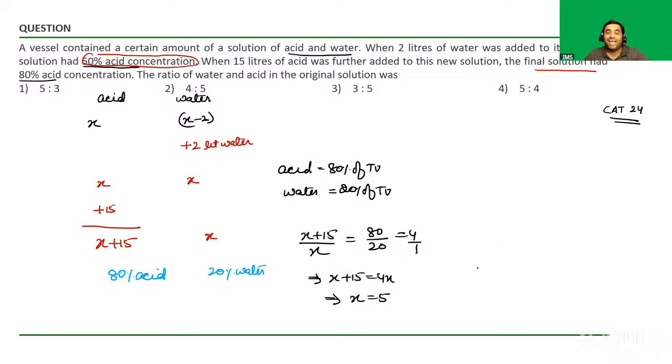Now, when I say X is equal to 5, therefore initial acid is 5 liter, while water is going to be 5 minus 2, which is 3 liters initially. Now the question asks for the ratio of water to acid. So I know it's going to be 3 liters to 5 liter. Therefore, option number 3 is the correct answer.